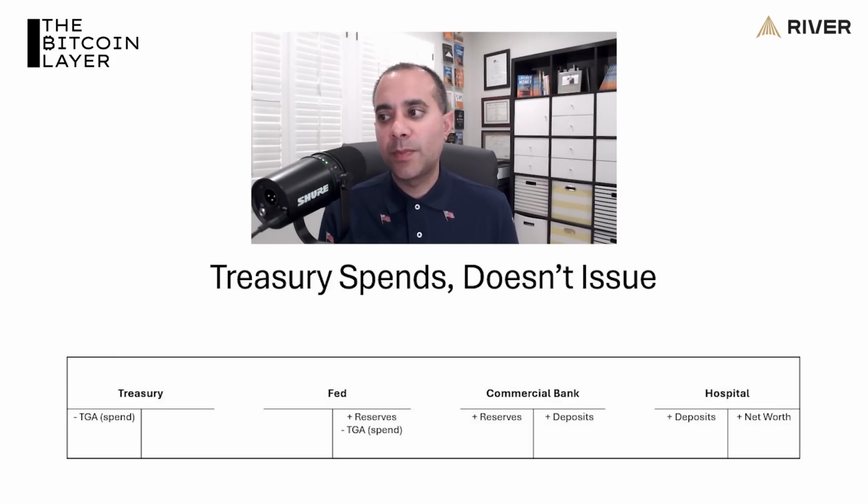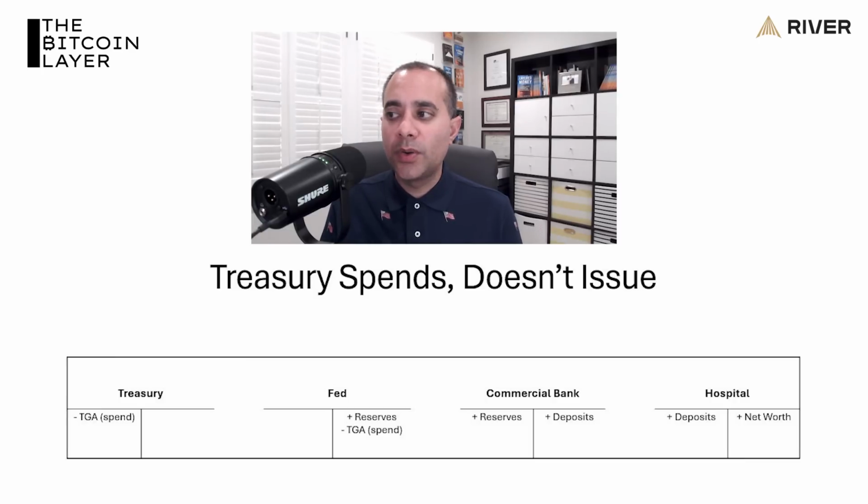So Treasury spends money. What happens at the Fed's balance sheet? TGA goes down and reserves go up. So when the Treasury spends money, where does that money end up? It ends up in the hospital's checking account. So the hospital has plus deposits, plus net worth, just like before. The hospital gains money. We have new money in the system. That's why it's net positive to liquidity when the Treasury spends money and doesn't issue. So the deposit goes up at the hospital.